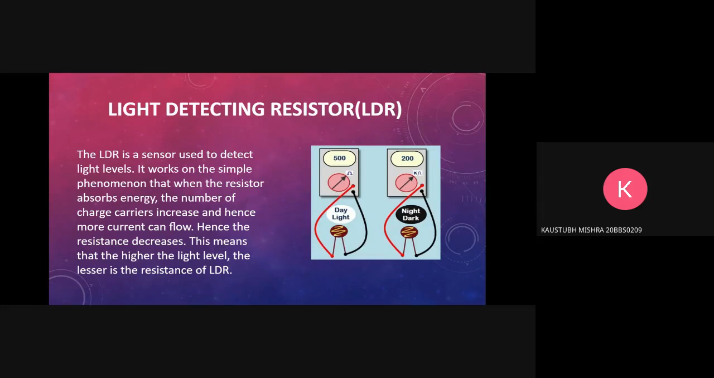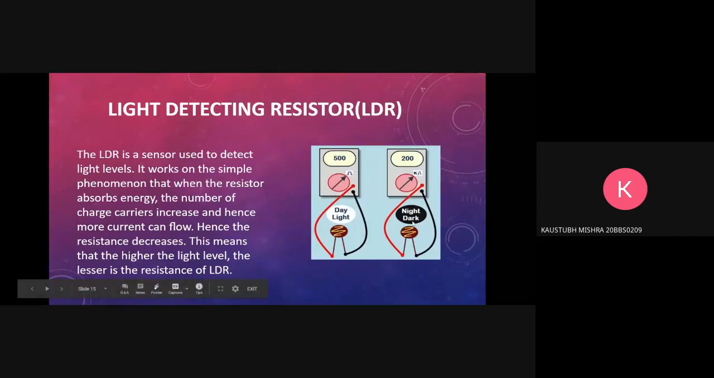It sounds really complicated, right? How does it accurately measure light levels? How is that even done? So it is not at all complicated. It works on the simple phenomenon that when a resistor absorbs energy, the number of charge carriers increases, and hence more current can flow. So you can see by this graphic that in daylight, the meter is detecting 500 ohms. So the more the light, the less the resistance.